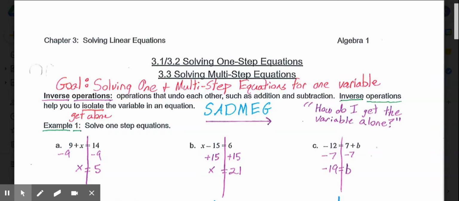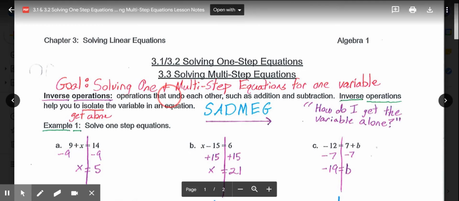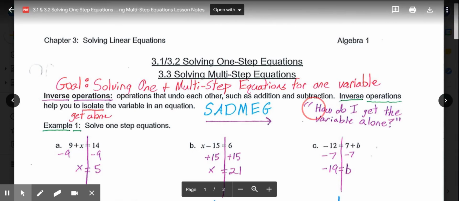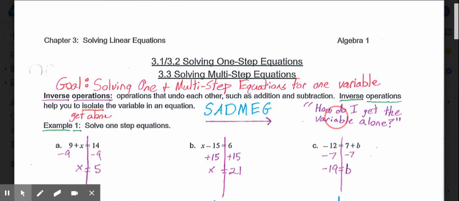Welcome to lesson 3.3, solving multi-step equations. In 3.1 and 3.2, we've already looked at solving one-step equations. Now we're moving into lesson 3.3 with solving multiple-step or multi-step equations. The rules are still the same, that we'll be using inverse operations. We want to think to ourselves, how do we get the variable alone?